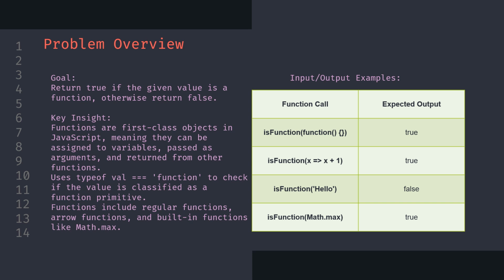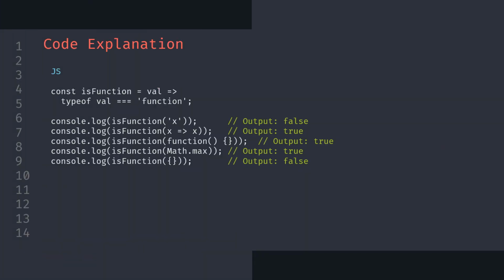JavaScript's functions can be declared in multiple ways, including function expressions, arrow functions, and built-in functions. Using typeof is the most reliable way to check if a value is a function. This function works by checking if typeof equals "function", which is the standard way to detect functions in JavaScript. It correctly identifies all types of functions while filtering out objects and primitives.